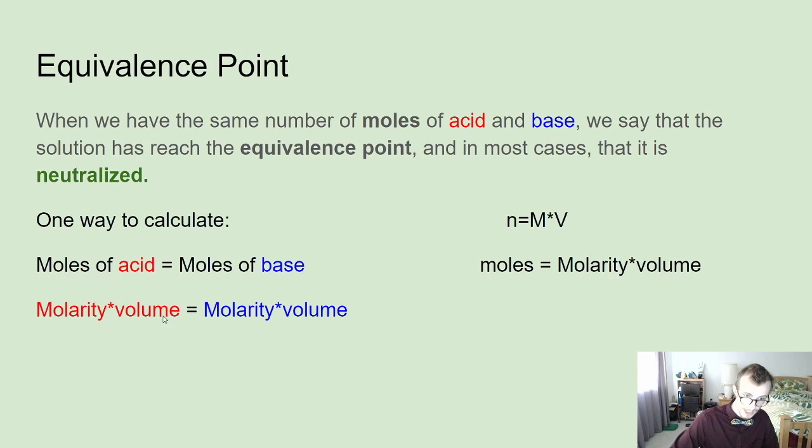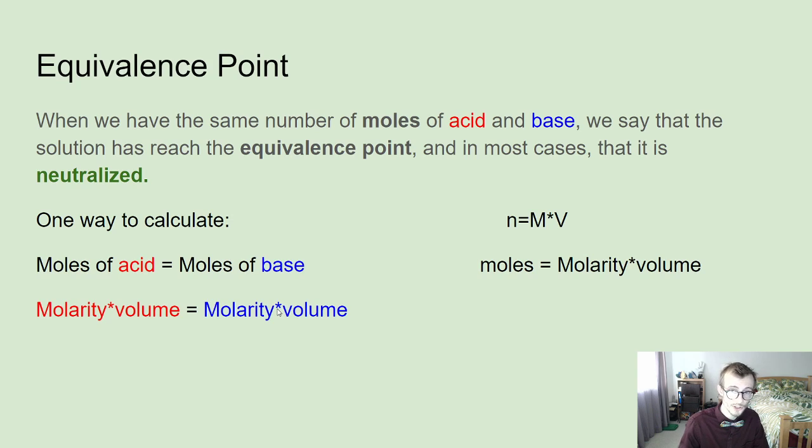So the molarity of the acid times the volume of the acid is red. The molarity of the base times the volume of the base is blue. And when these two sides are equal, I have reached the equivalence point. Or vice versa, when I've reached the equivalence point, then I know these two are equal. And that's the way we're going to use this property to help us solve our problem.